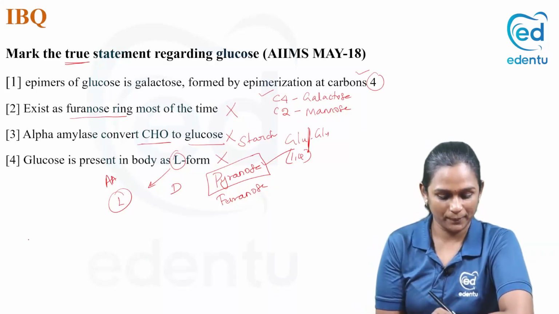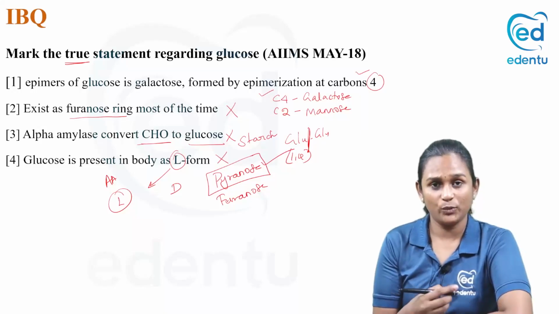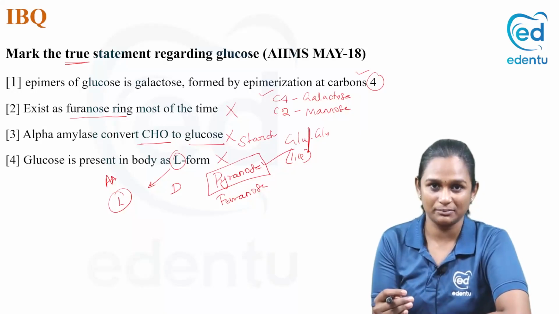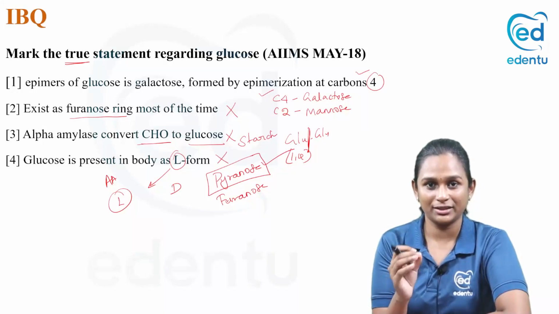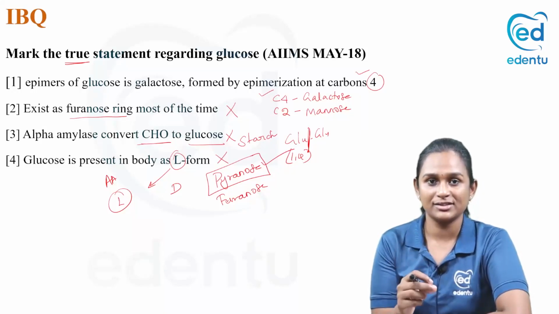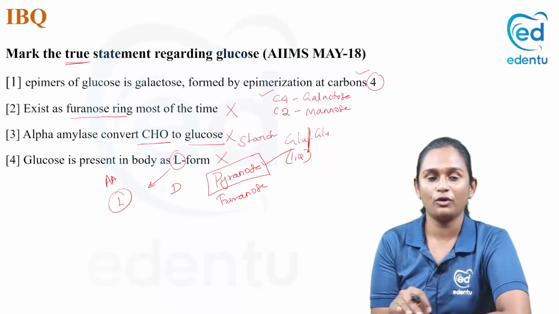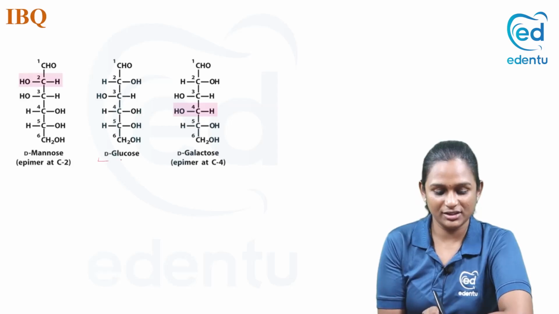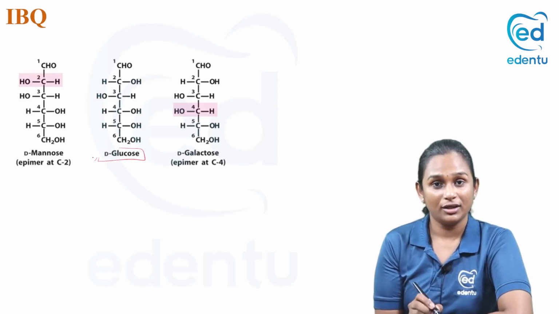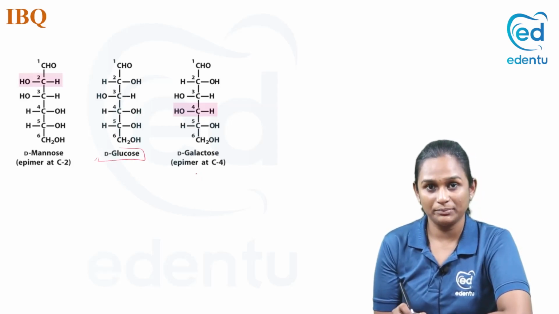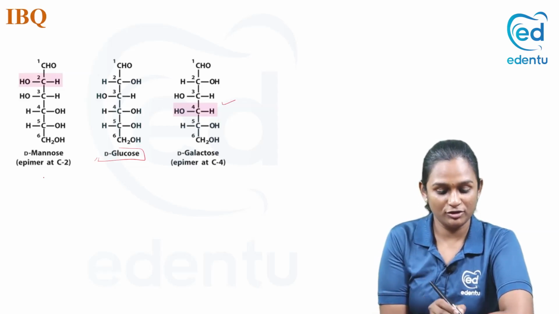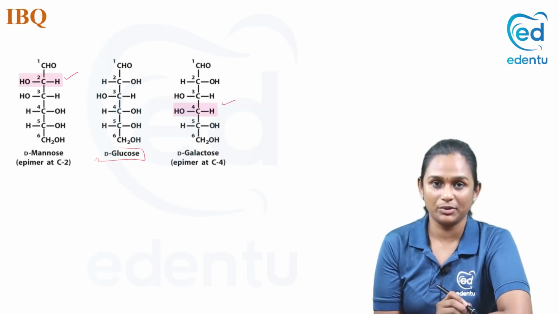C4 position. So when we get this kind of question, first you have to make sure whether they are asking a true statement or a false statement. Then you have to fix in your mind that you have to look for the correct statement. Then you have to rule out options one by one. If you see here, this is D-glucose. As I said, glucose and galactose are epimers. Galactose is the fourth epimer of glucose, whereas mannose is the second epimer of glucose.